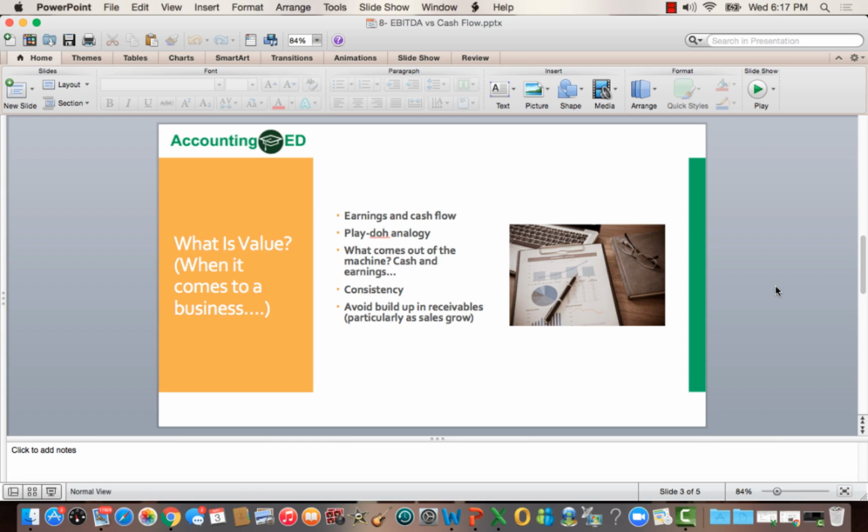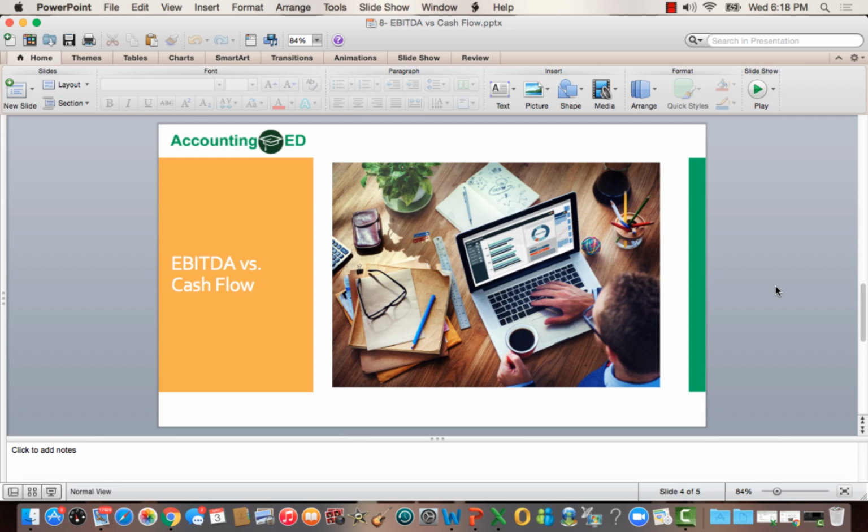The fact that you can go out and crank the Play-Doh machine and spit out earnings and cash flow every year. But you have to be careful that you don't have a buildup in receivables. So as cash comes in, cash coming in has to keep up with your growth in sales and your growth in profits, or else you'll get a bigger and bigger receivable balance. So that's a special caveat when it comes to earnings and cash flow.